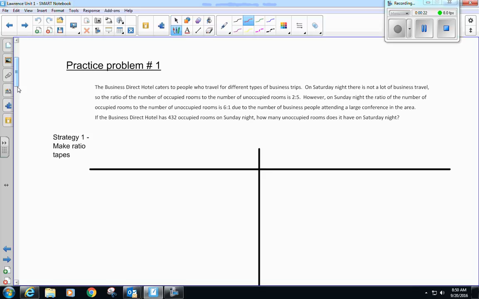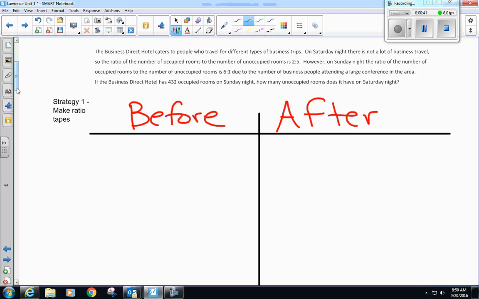So if you are doing this on your own paper, you would draw the T-chart, and you're going to label it before and after. So on your note page, the one side that doesn't have the question, before and after. Okay? The before is going to be Saturday, and the after is going to be Sunday. I want you to label that as well.